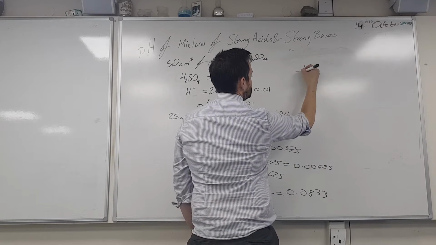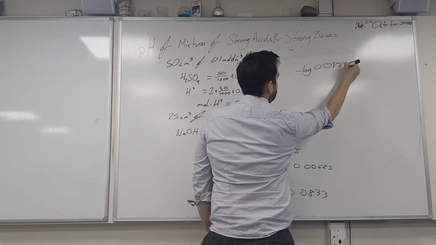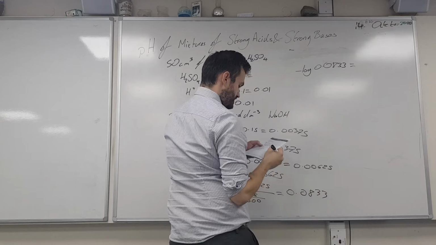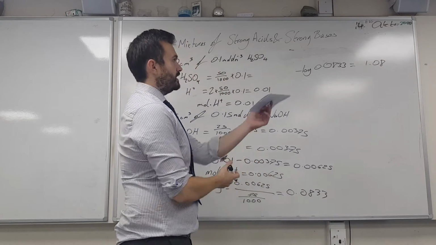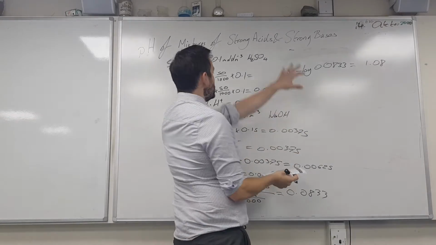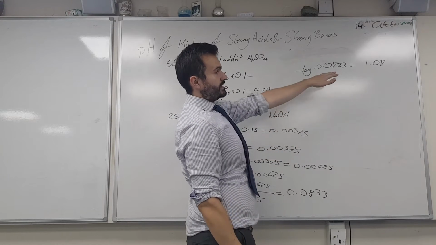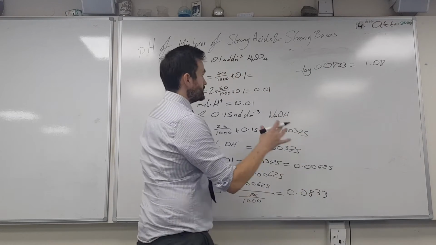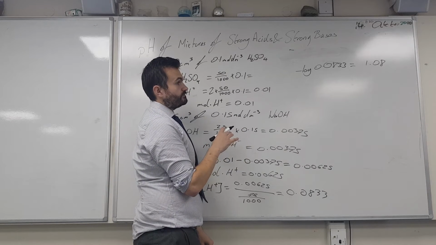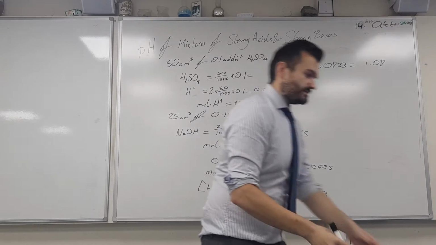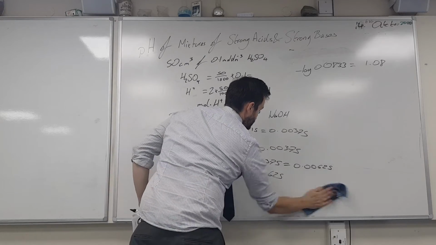We can now do the minus log of 0.0833, and that gives us 1.08. Because we know there's an excess of H pluses, it's going to be acidic, so we're going to have a lower number. That's when there's an excess of protons. It's very similar when we do an excess of hydroxide ions.